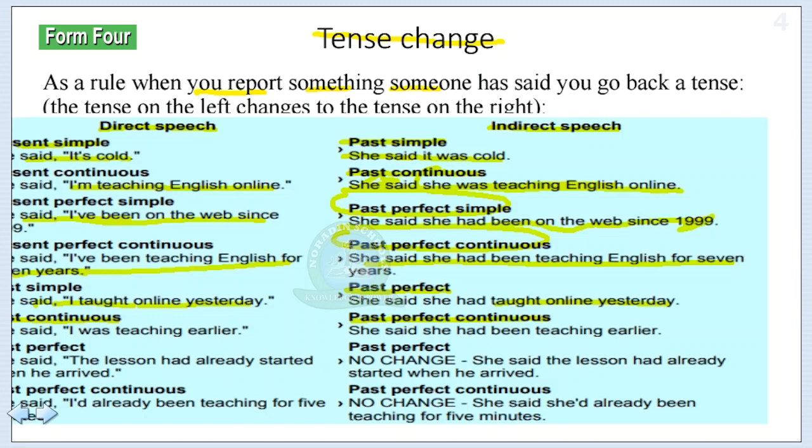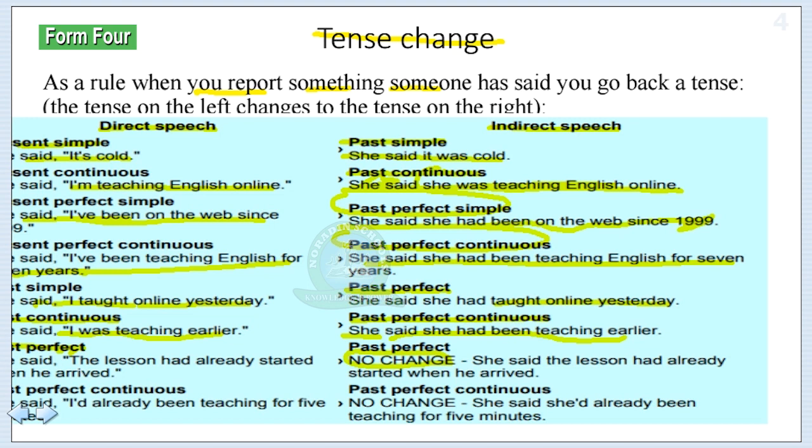Okay, what about past perfect tense? Past perfect tense, there is no change. When you have past perfect tense in your direct speech, you're going to change into past perfect tense. So no change. For example, the lesson had already started when he arrived. She said the lesson had already started when he arrived. So this is past perfect tense, and this is past perfect tense. So when you have past perfect tense in direct speech and you want to change into indirect speech, you're going to use the same tense. So there is no change in terms of tense.